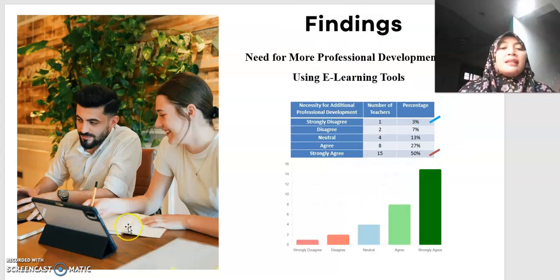The last but not least is the need for more professional development in using e-learning tools. So 15, about half of the sample, agree that they need more professional development in using e-learning tools, because they are teachers and they are not Gen Z. So they need help in this kind of thing. They can carry out this kind of thing in the classroom. They can utilize this software, these learning tools in the classroom, but they need help in utilizing them beforehand.